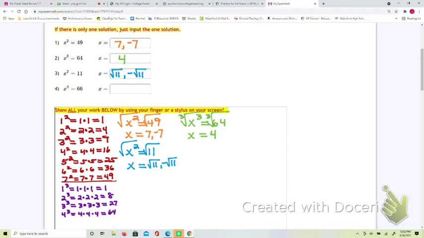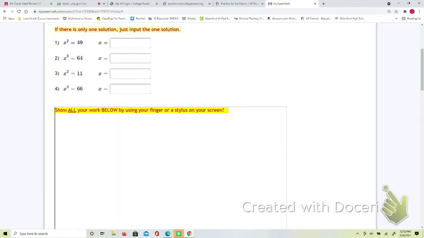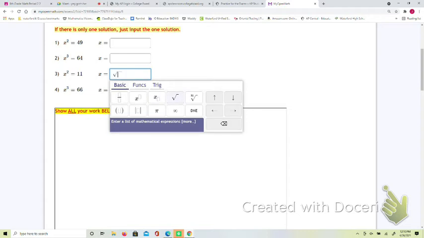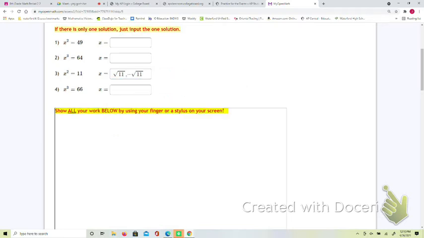Okay, now, hold on. Can I get off of my work page? Because I want to remind everybody how to do the square root and the negative square root. I'll go back to the work in a minute. Okay, so you're going to do the square root button and then 11. And then you have to hit the right arrow button to get away from that, and then comma, and then negative, and then square root again, and then 11. Okay? Everybody good?